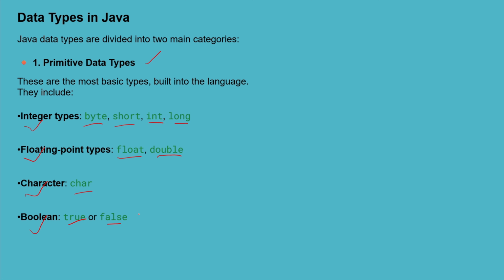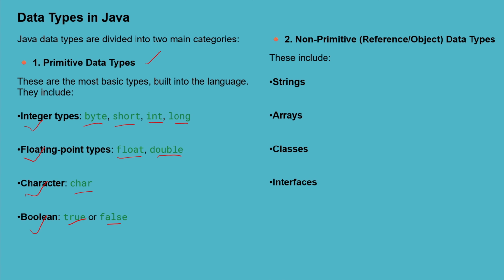Whereas non-primitive data types are object references. If you write any class and create an object, each object will have a reference. We will talk about those in object-oriented programming. So for this discussion, let's concentrate on these basic data types, the primitive data types.